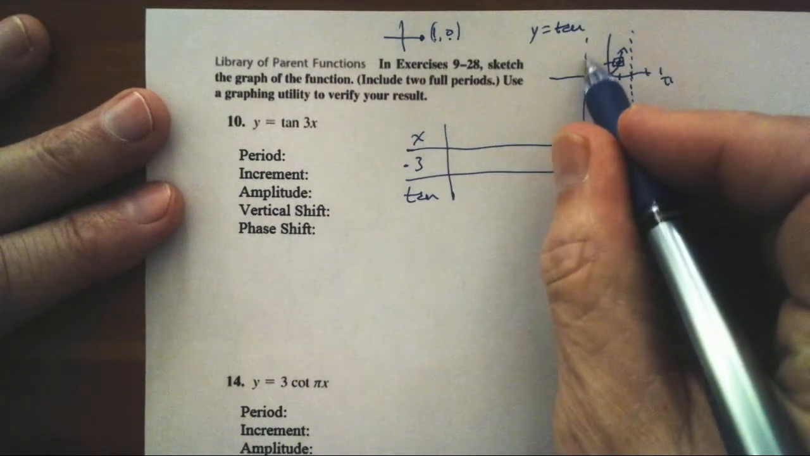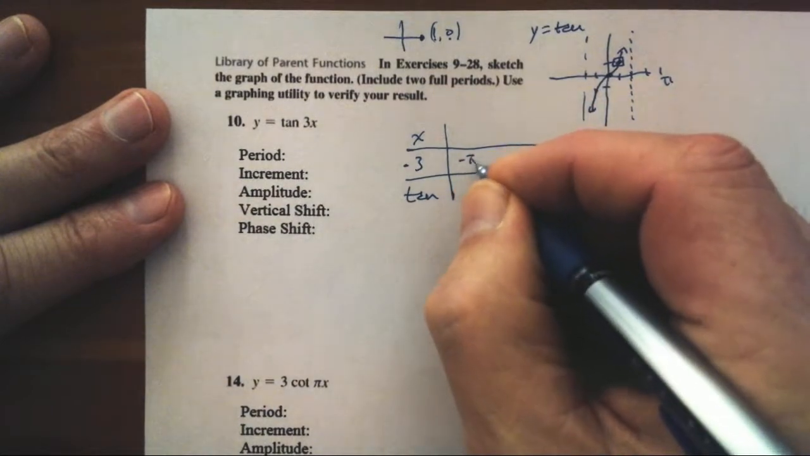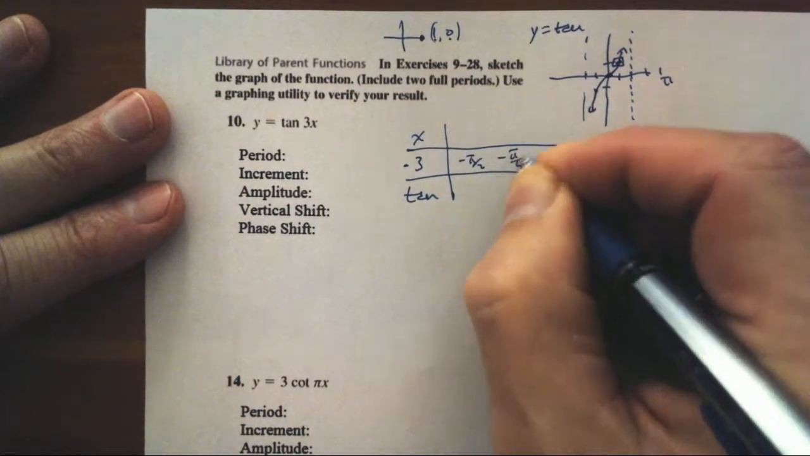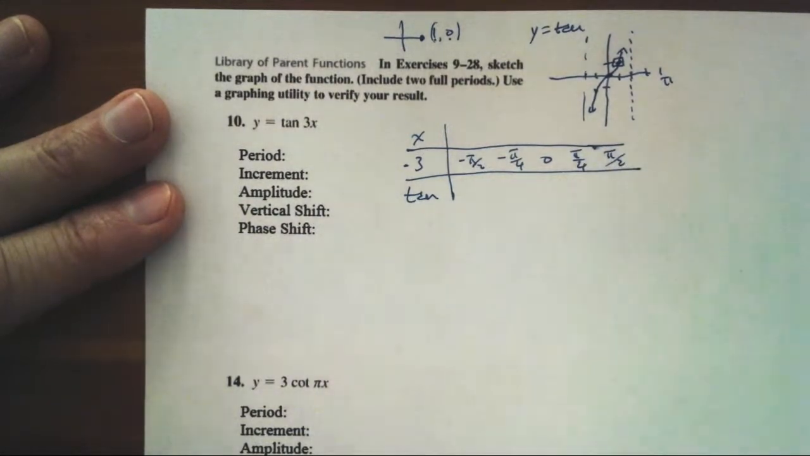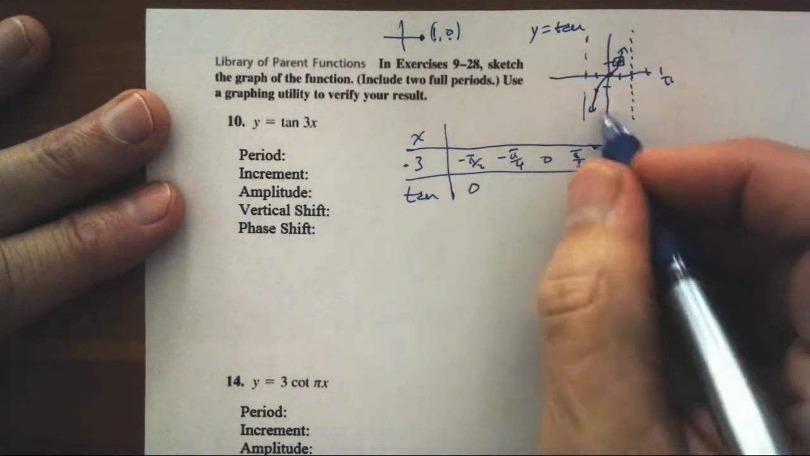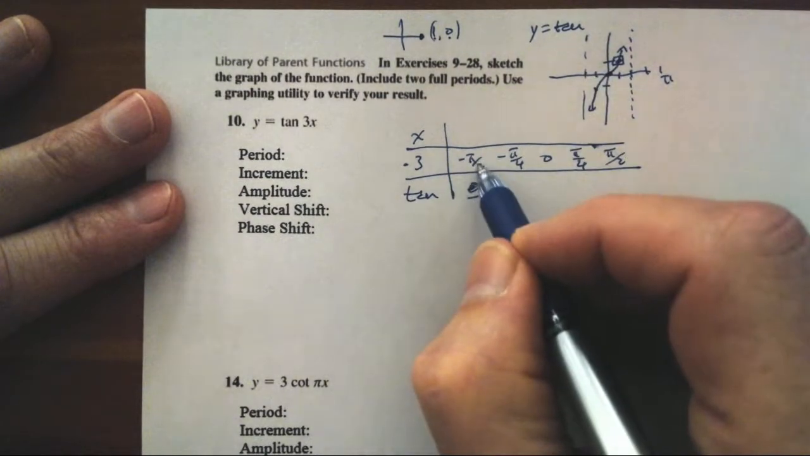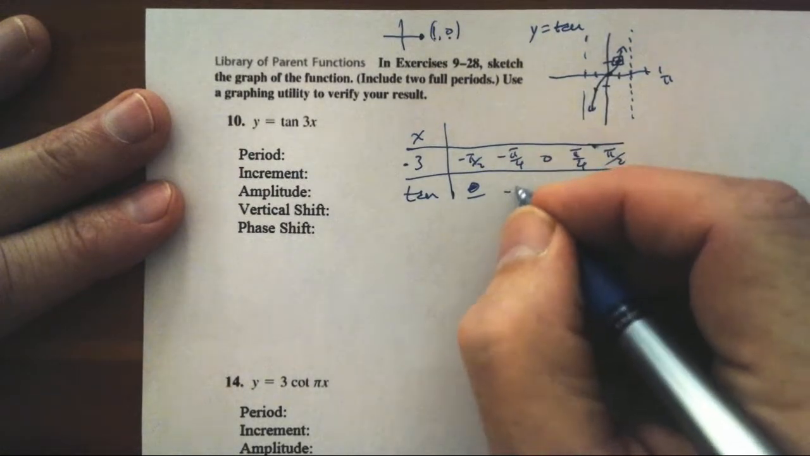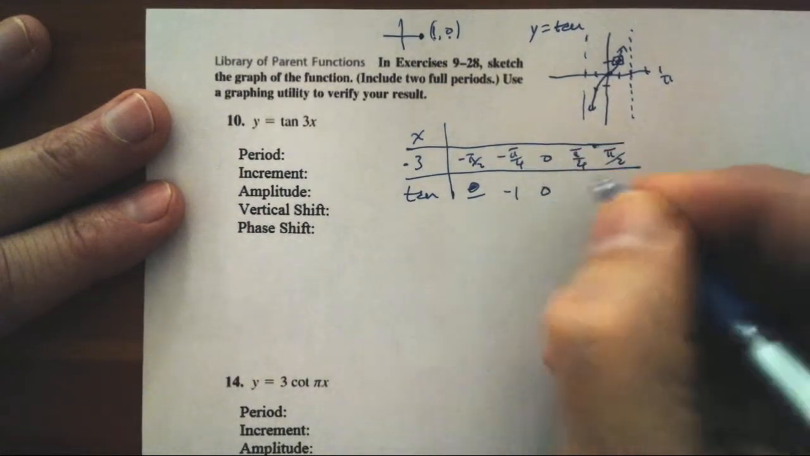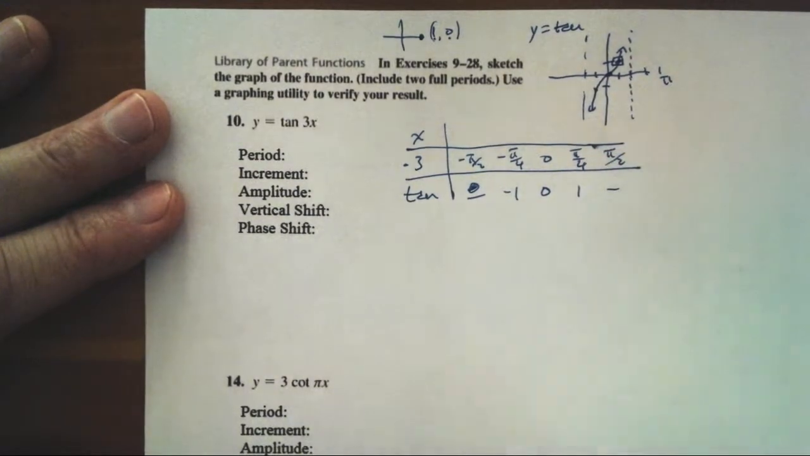I just want to reiterate those defining values. The values we really want to put into tangent would be negative pi on 2, negative pi on 4, 0, pi on 4, and pi on 2. Tangent of negative pi on 2 is undefined. Tangent of negative pi on 4 is negative 1. Tangent of 0 is 0. Tangent of pi on 4 is 1, and tangent of pi on 2 is undefined.